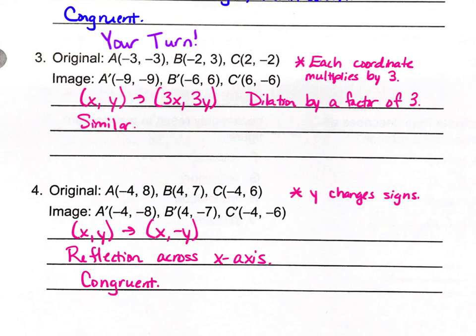Okay, so now you've worked these and you're here to check your answers. Number 3, each coordinate multiplied by 3. So there was a dilation by a factor of 3, and since the figure increased in size, it was similar but not congruent. Number 4, each coordinate, the x stayed the same, but the y changed signs. So it was a reflection across the x-axis, which meant that the figures were still congruent.